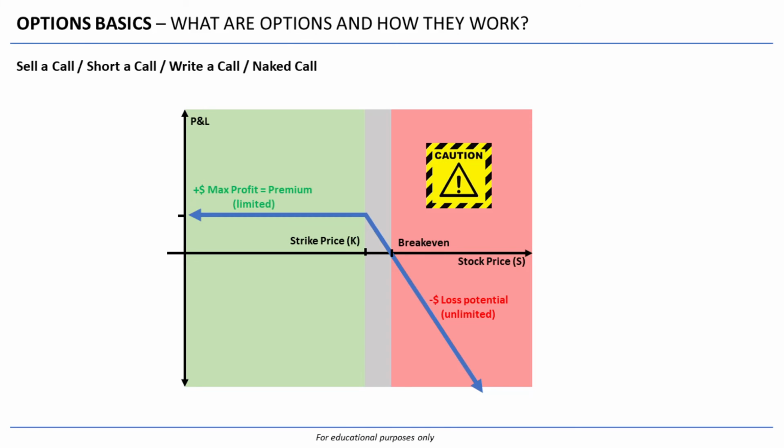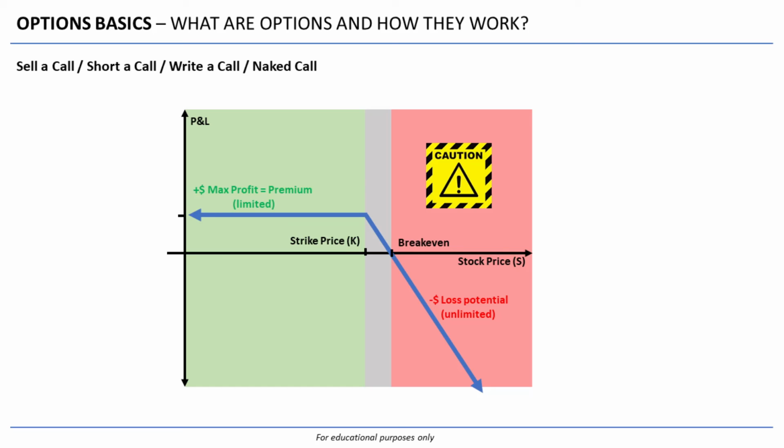Sell a call, short a call, write a call, naked call. Again, I divided the payoff chart in 3 sections, going from left to right. Green section. At expiration, the stock price is below the strike price and there is no intrinsic value. The option will expire worthless, so the option writer keeps the whole premium.